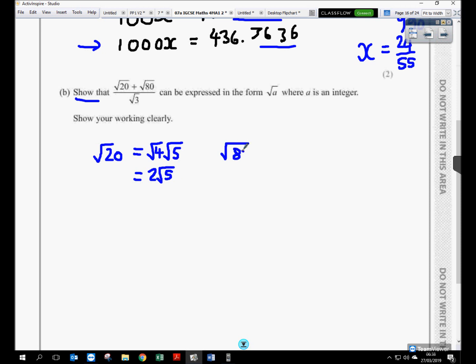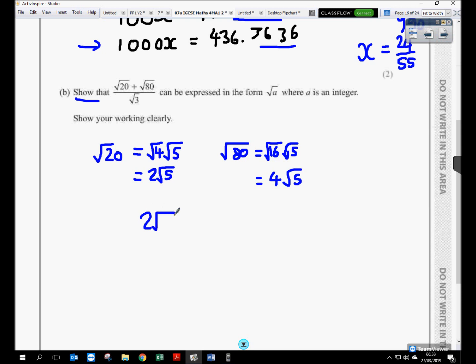Root 80 can be thought of as two numbers times together. You may think of 4 times 20. Try to use 16 and 5 because 16 is a higher square number than 4. You should always use the highest square number. So it's the square root of 16 times the square root of 5. The square root of 16 is 4. And obviously that stays as root 5.